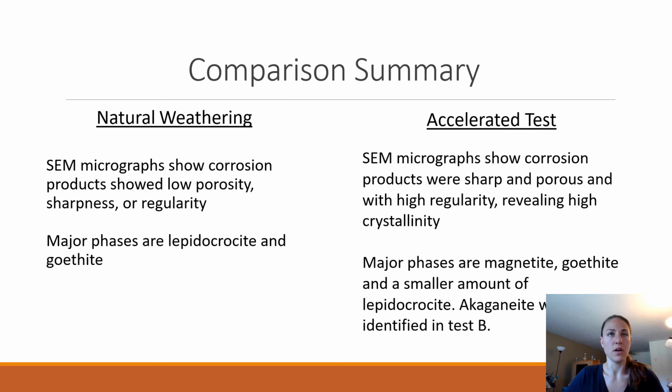So just in summary, a comparison of the two, we're seeing very different phases from our natural weathering versus our lab test. And we're also seeing in the crystal structures, in a natural case, you're not going to see very crystalline images. It's going to be more of the cotton ball type structures or the sandy crystals. Whereas in an accelerated test, you will see very regular, sharp crystals. And again, we'll also see the akaganeite if we're using a high concentration of sodium chloride.